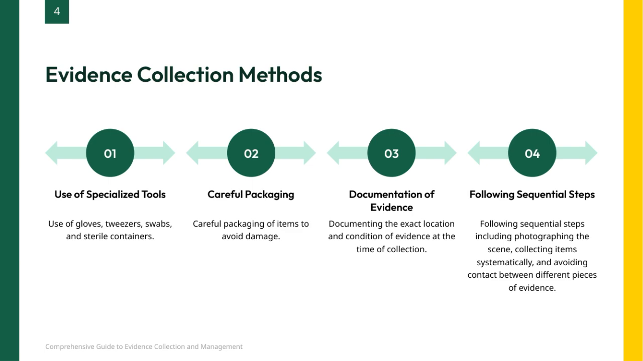Equally important is documenting the evidence. This means recording the exact location and state of each item when it's collected, ensuring everything is traceable and reliable. Lastly, following a clear sequence of steps, such as photographing the scene first, then collecting items in an organized manner without cross-contaminating, helps maintain the overall integrity of the evidence. These methods together form a foundation of effective and trustworthy evidence collection.